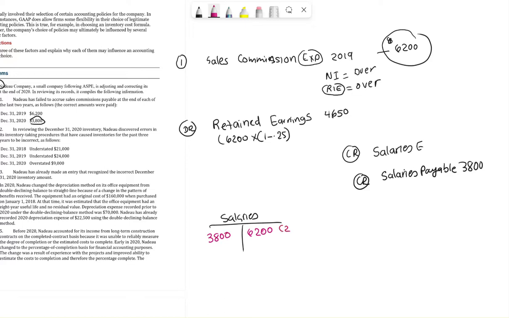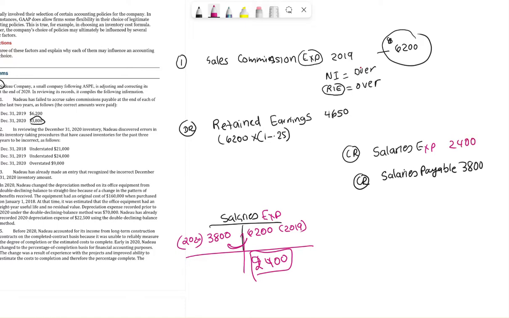So this one was the expense for 19 that I had to adjust. This will be the expense for 2020. This was for this year. So then the impact on your salaries expense is the difference between the both. That will be your 2,400. So the difference between the both will be 2,400, and that we needed to credit it. So that'll be your adjusting entry for 2,400.